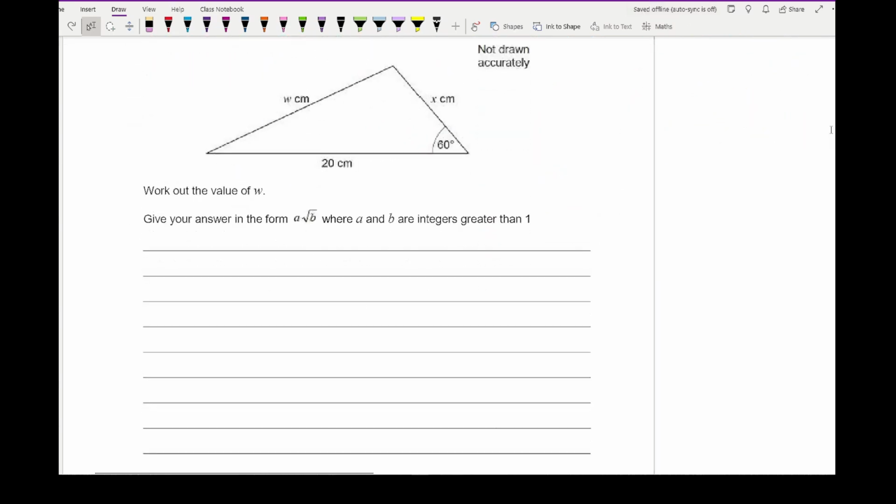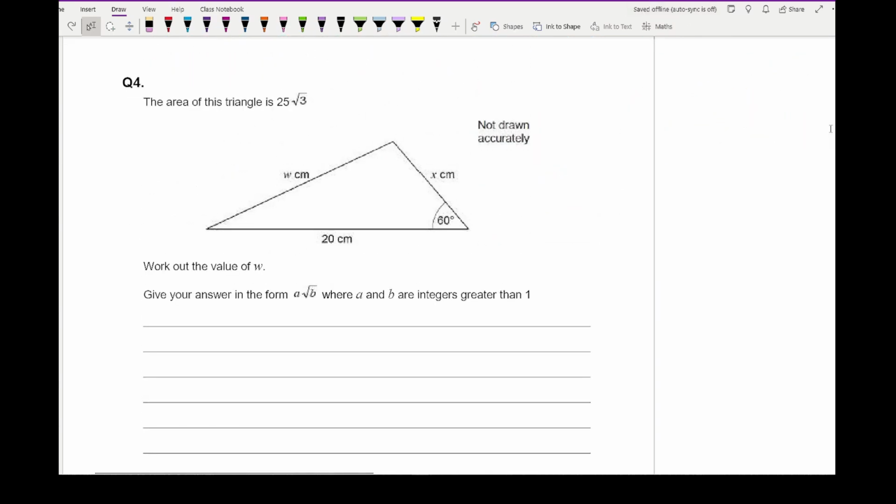Then moving on to question 4, it says the area of this triangle is 25 root 3. Work out the value of W. Give your answer in the form of A root B, where A and B are integers greater than 1. So again, this is a higher level GCSE question, and one that you can only do if you've learned the cosine and sine rule, including the area of a triangle, and done a bit of surds as well.